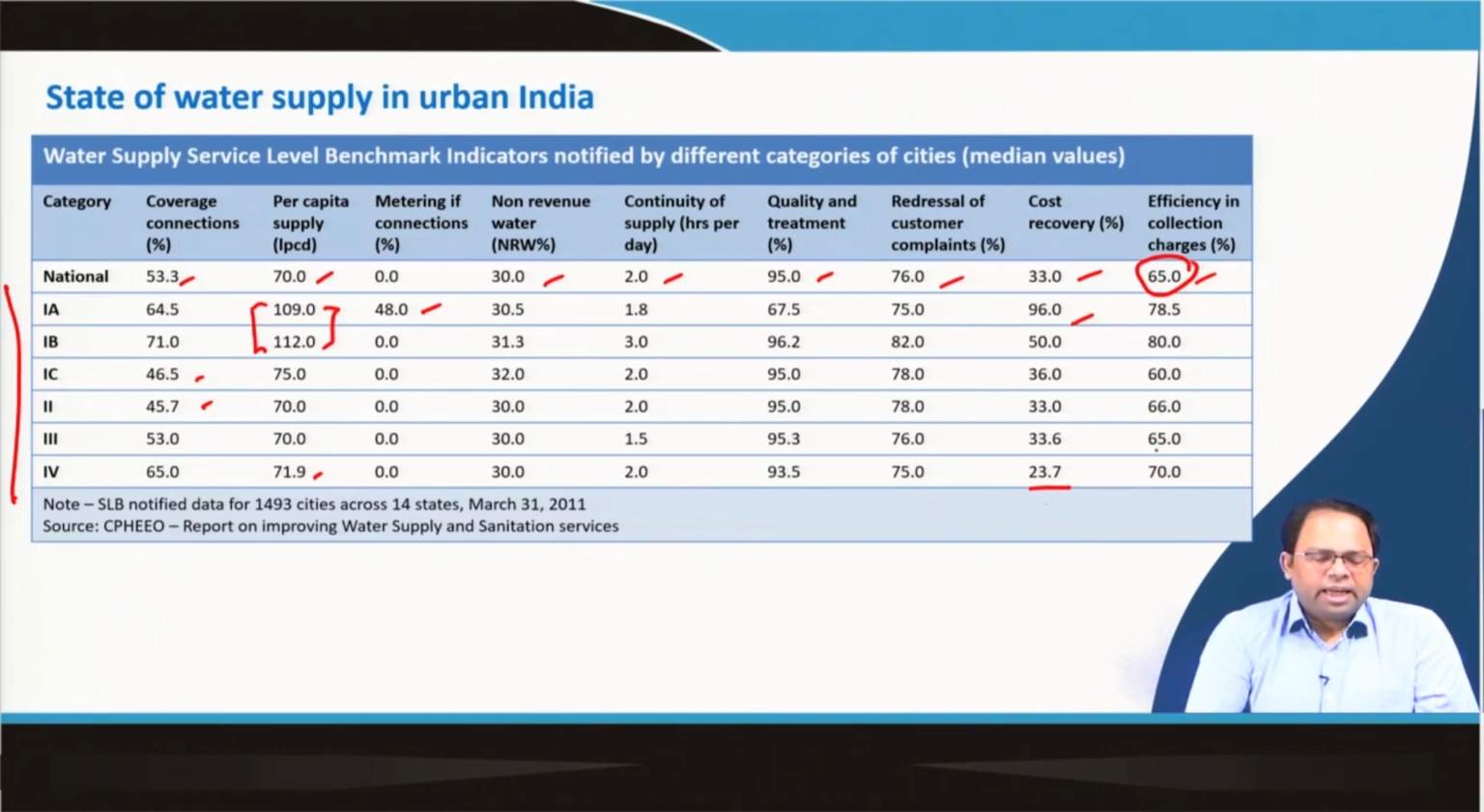Now, this data is based on 1493 cities across 14 states, so it is not the national average of all cities. It is the average of certain cities, and this data is also for 2011, but it is to give you an idea about the different parameters and the status of water supply in urban India.